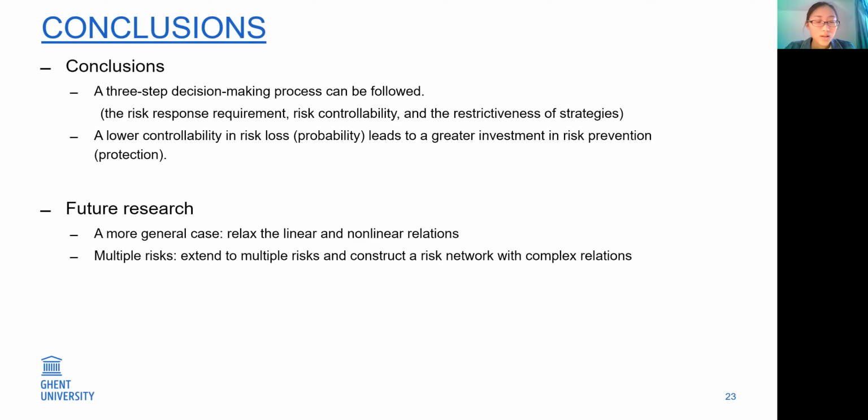To conclude, in this research, we draw a 3-step decision-making process that can be followed by project managers. In this process, the risk response requirement, risk controllability, and the restrictiveness and the adapted restrictiveness of the strategy should be paid more attention, and a balance between these 3 metrics should be taken care of. And then we found that a lower controllability in risk loss will lead to greater investment in risk prevention, and a lower controllability in risk probability will lead to a greater investment in risk protection.